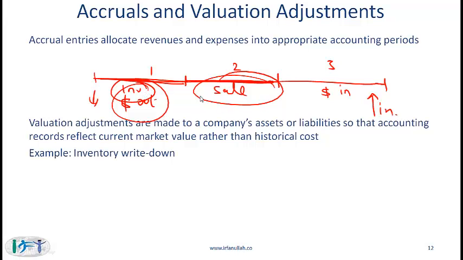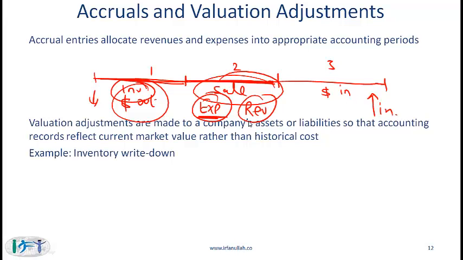what we do is show inventory as an asset on the balance sheet. In the second period, when the inventory is actually sold, that's where we reduce or remove the inventory from the balance sheet and show it as an expense, the cost of goods sold expense. And because the sale is happening in the second period, we actually show the revenue in the second period, even though the cash is received in the third period.